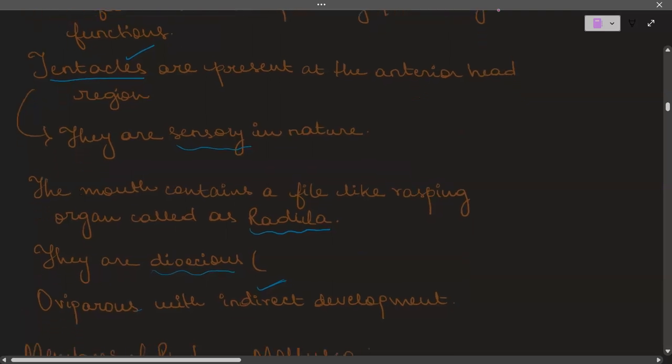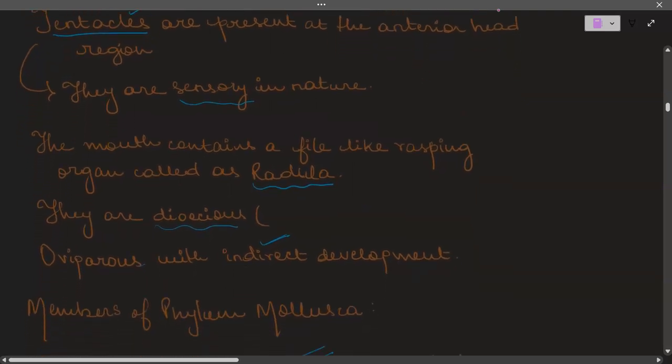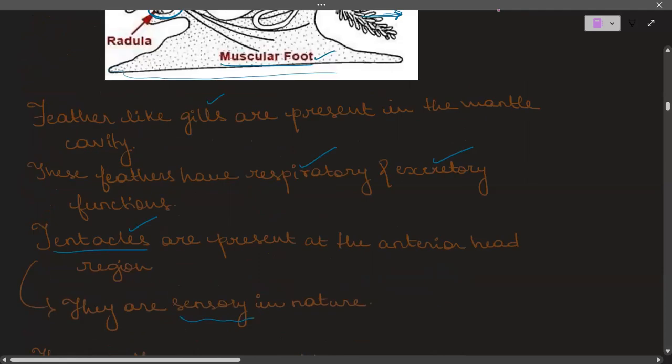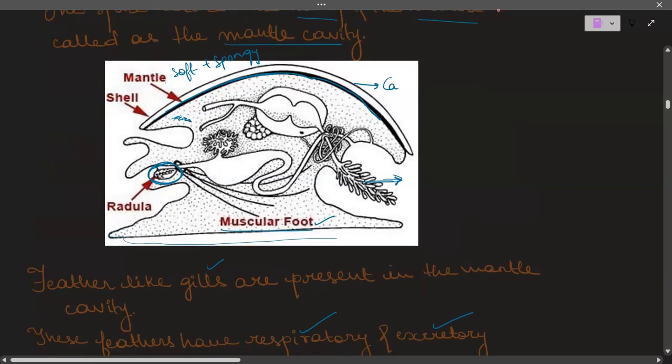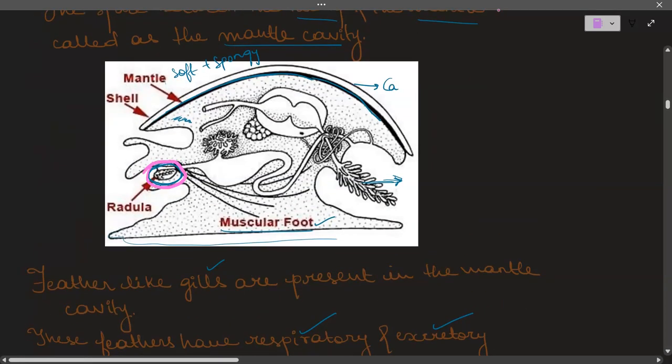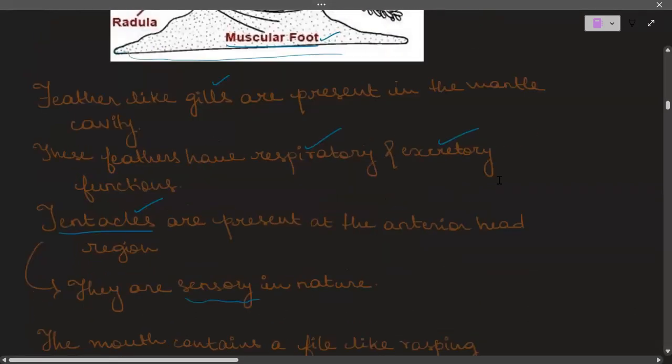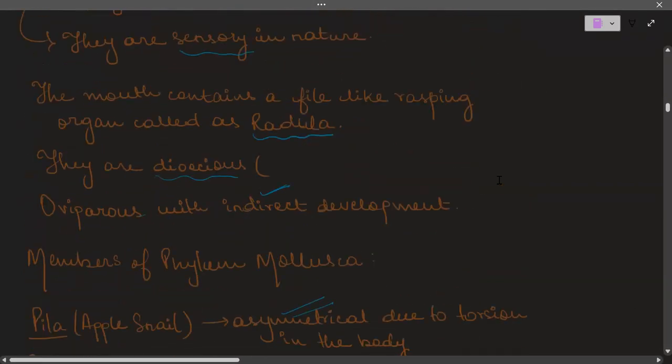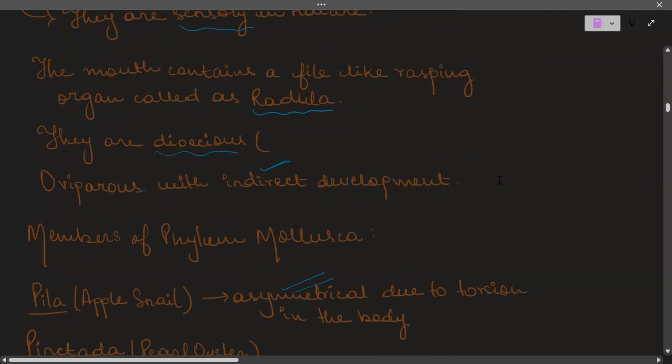Now, the mouth contains a file-like rasping organ, which is known as radula. This radula is responsible for the feeding process, the rasping process. Now, mollusks are also dioecious. Sexes are separate. They are oviparous with indirect development.